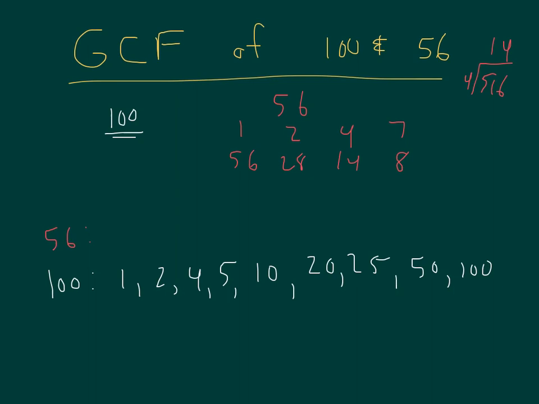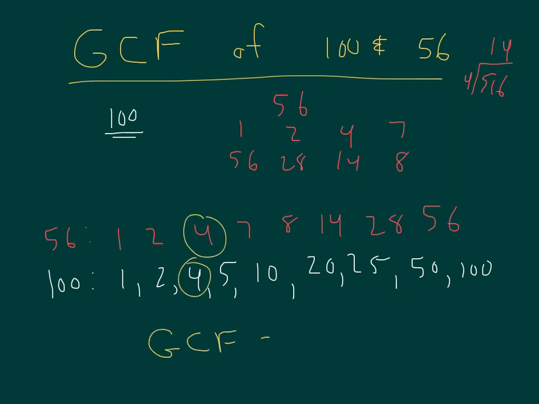I'm going to write those in order down next to the 56. And again, I'm taking the smaller of the numbers. I'm starting at the largest I have. 56, that down here? No. 28, that down here? No. 14? No. 8? No. 7? No. 4? Yes. Okay. The greatest common factor between 56 and 100 apparently is 4.